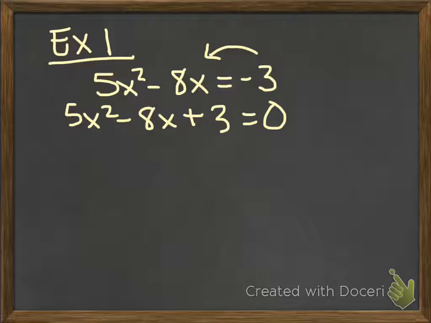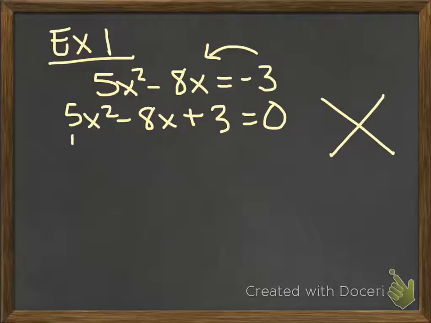So the first thing we do, step 1, is look for the greatest common factor of 5, 8, and 3, and there is none. The next thing is, is it 2 terms? No, it's not. Is it 3 terms? Yes, it is. So you're going to have to do the diamond and a box because there is a coefficient in front of the x squared. So we're going to do a diamond first to see if it's factorable.